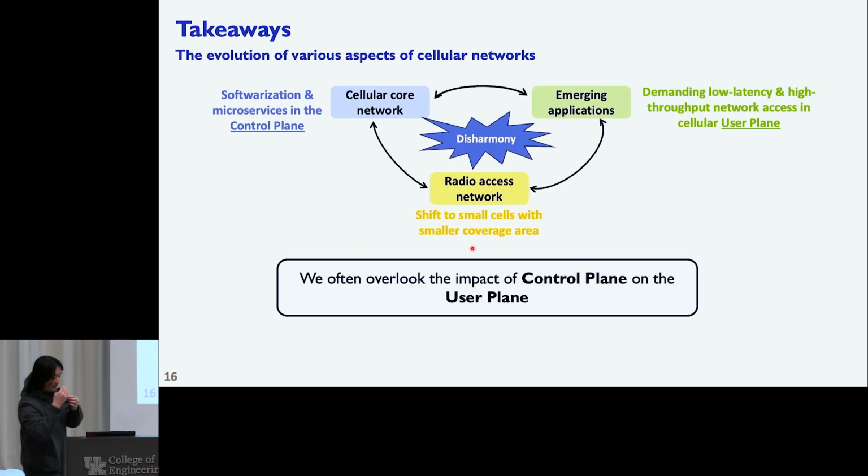So here are the takeaways I want to summarize on the evolution of these different aspects of the cellular networks. We see that in the cellular core network, especially in the control plane part, the operators try to use softwarization and the microservice-based paradigm to lower their operational cost. And in the radio access network part, they are trying to switch to millimeter wave, which has smaller coverage, but in the meantime, it can give them much better bandwidth and low latency. And all of this is to fulfill the requirements of the future emerging applications which demand low latency and high throughput network access in the user plane.